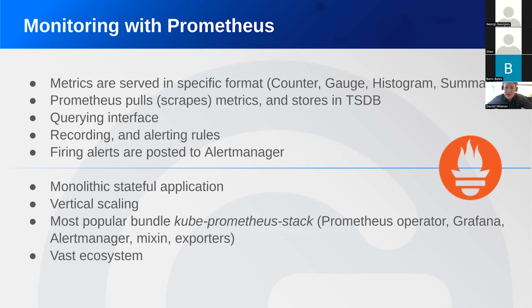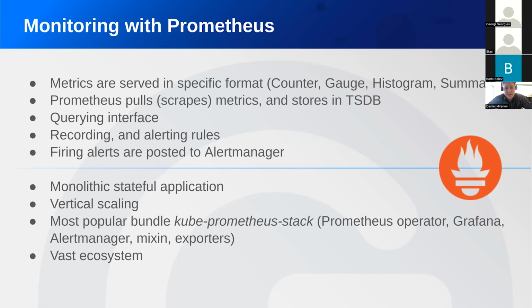And Prometheus is a monolithic stateful application, meaning it doesn't scale horizontally, and it stores data. So when you have to deal with load, the only thing you can do in most cases is vertical scaling. So you can increase the resources that Prometheus can consume, and you can also increase the resources available on the node it's running. But it's only in one direction, vertical.